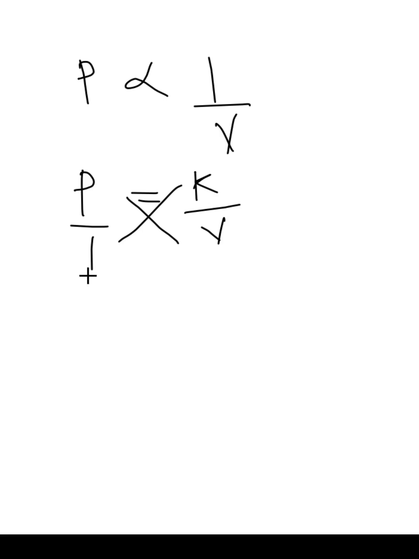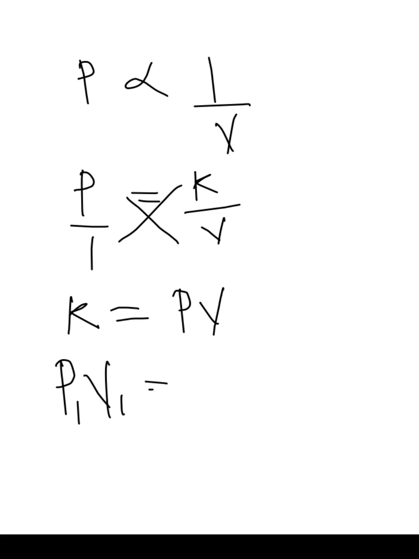All right, so K times 1 will give you K. P times V will give you PV. All right, so at the initial pressure and the initial volume, they are what? Constant. So the final formula now P1 V1 is equal to P2 V2.